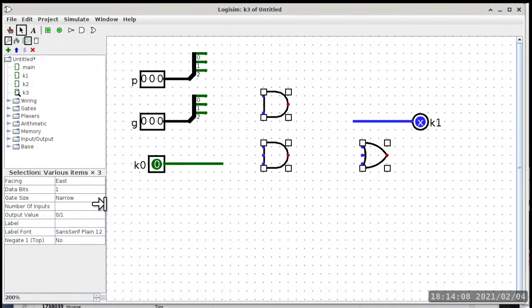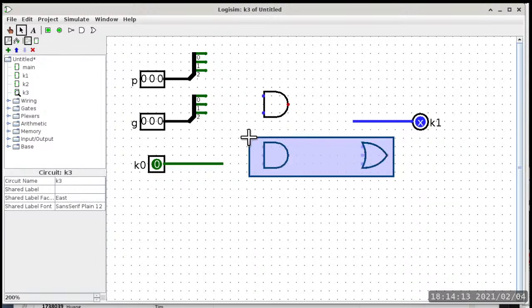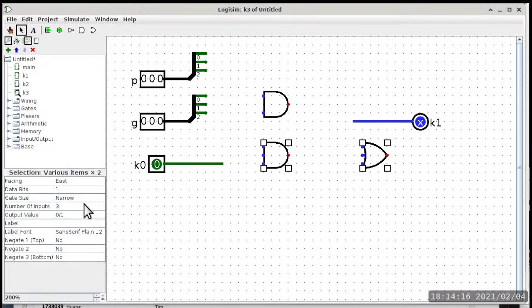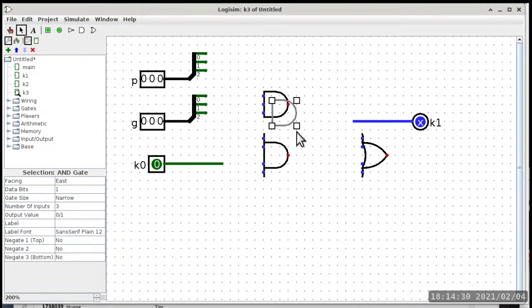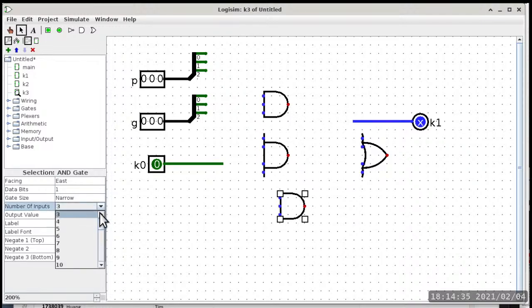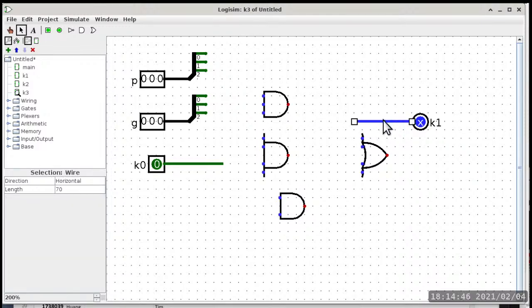I can't change the number of inputs all at once, because these do not all have the same number of inputs. So I can only select the 2 that have the same number of inputs and up it by 1 at this point. Then we can take this one and up it by 1, 2. Then we make a copy, or duplicate. Control D is duplicate. This one we change back to a 2. So we have one 2 input AND gate, one 3 input AND gate, one 4 input AND gate, and a 4 input OR gate as the actual gates inside this logic.